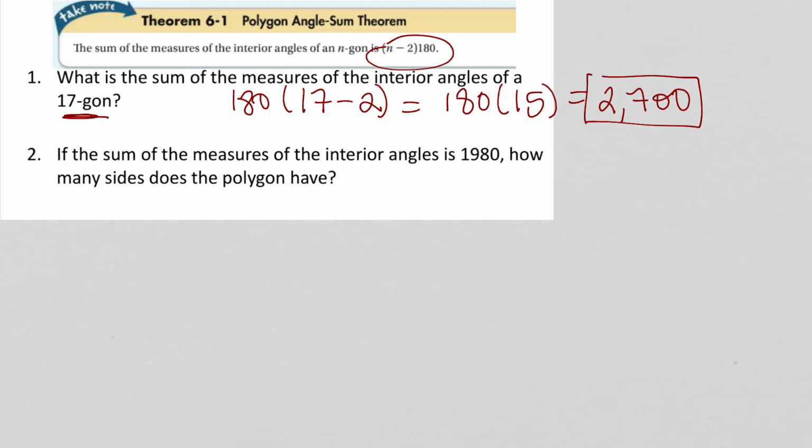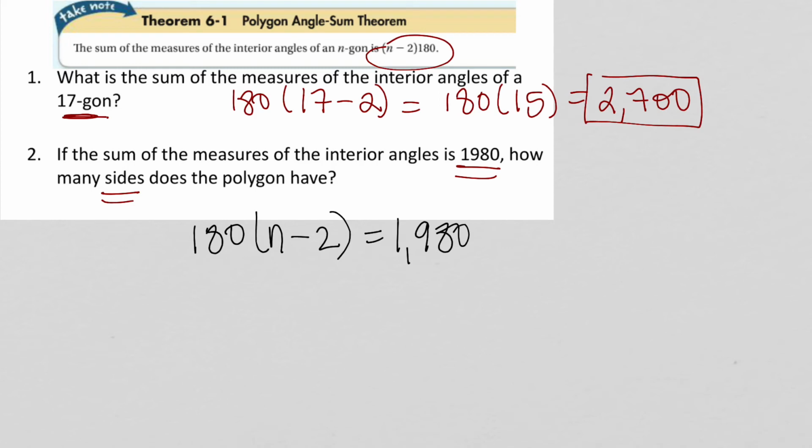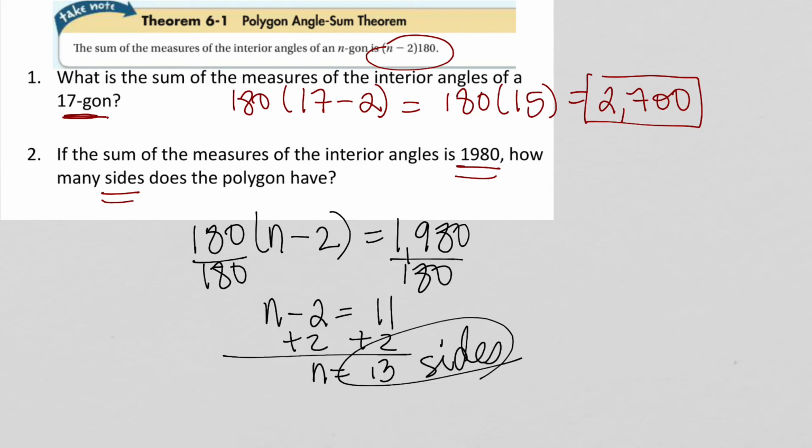inside that polygon. Now, what if I told you the sum of the measures of the interior angles is this. I'm giving you the sum, 1,980. How many sides does it have? So here you're using your equation, but working backwards. So I'm going to take my formula, and now I'm going to set it equal to 1,980 and solve that for n. And when I do that and solve it for n, I get it to be 13 sides.